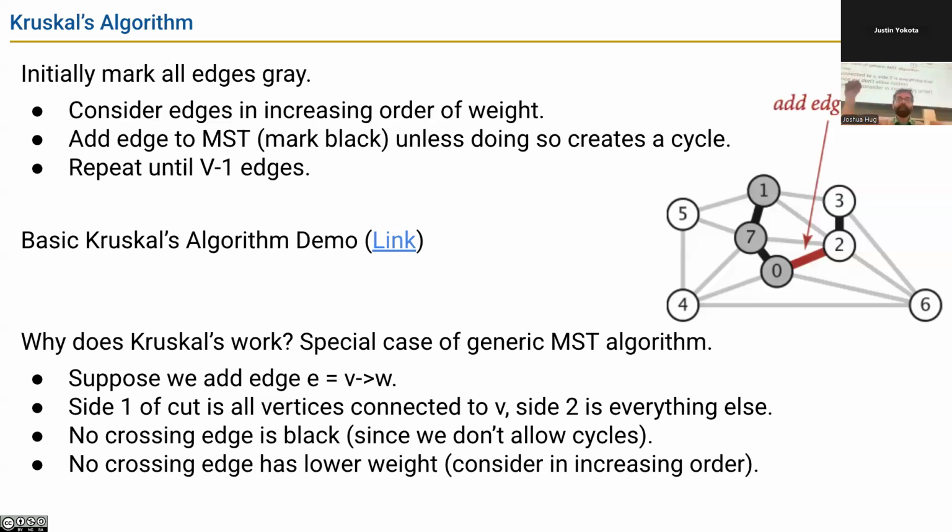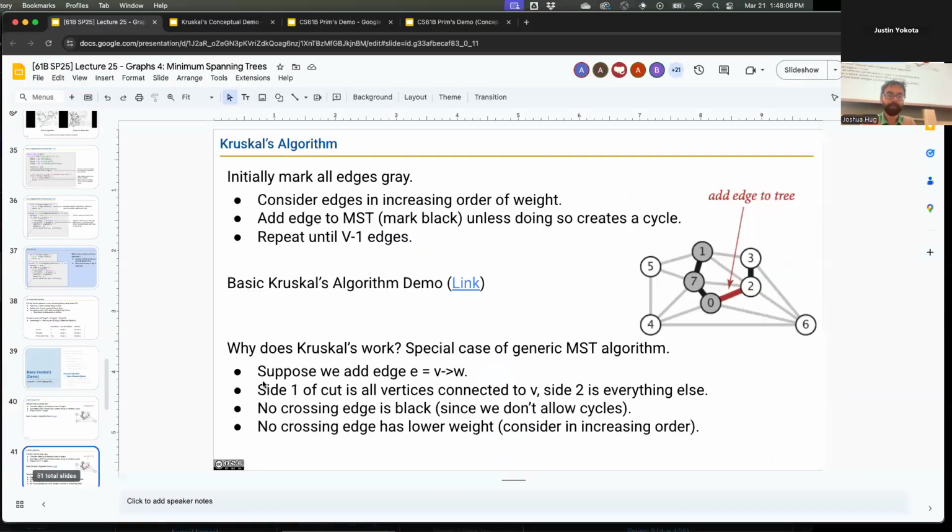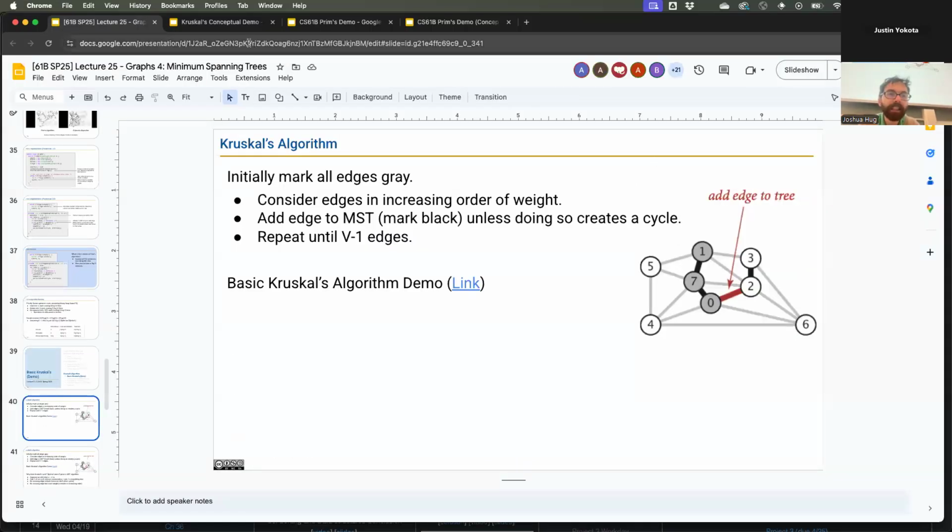At this point, we know that there's no crossing edges between the whites and the greens. There's no cycles. We don't allow that. And then there's no crossing edge that has lower weight because we're considering the edges in increasing order of weight. Now, let's go back to it real quick. I just don't feel like that was clear. Let's try one more time.